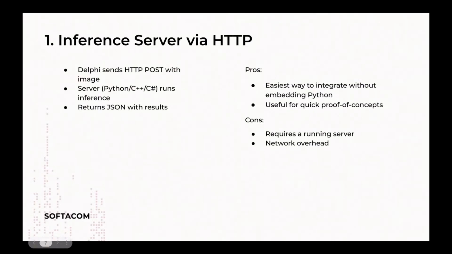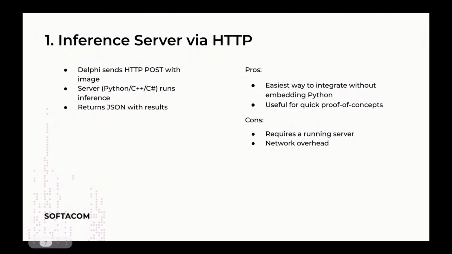Approach 1, calling an inference service via HTTP. The Delphi application sends HTTP POST requests with image data to an external inference service. The service, implemented in Python, C++, or C#, loads the model in ONNX format, performs inference, and returns JSON responses with results. This decoupled architecture offloads computation from the UI and improves performance.